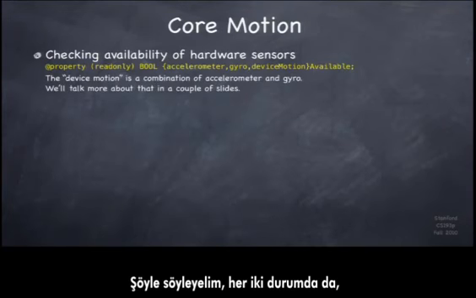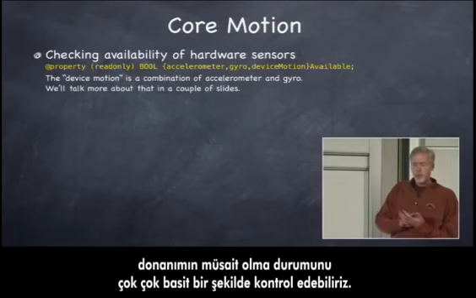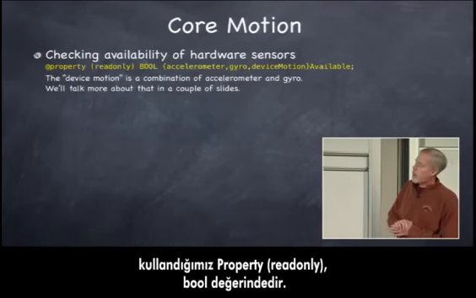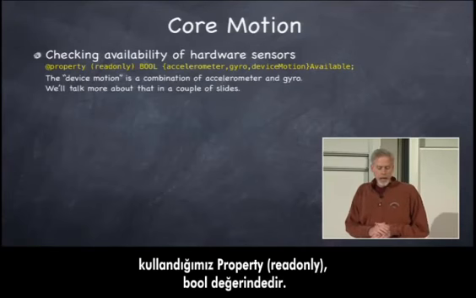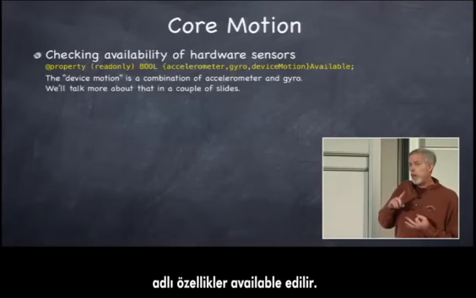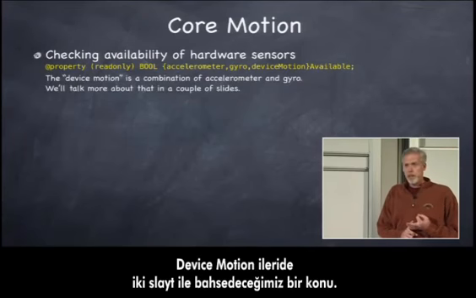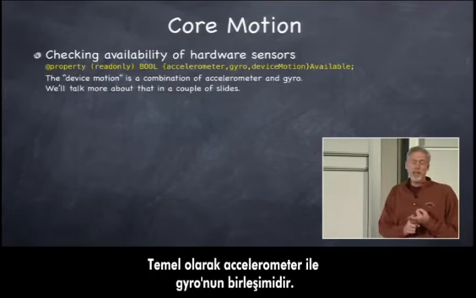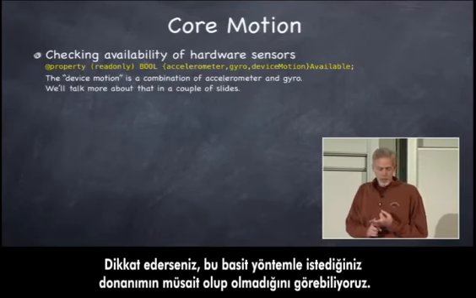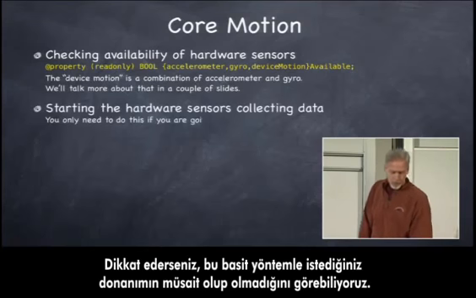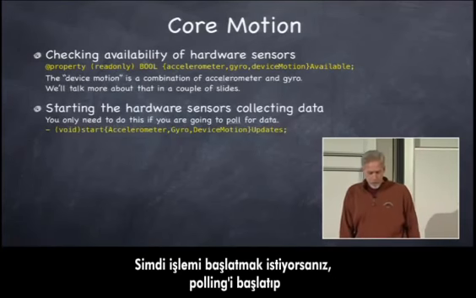So first, let's talk about, in both cases, this thing of checking the availability of the hardware. Very, very simple. You have these read-only bool properties: accelerometer available, gyro available, and also one called device motion available. Device motion is something we're going to talk about in a couple of slides. It's essentially a combination of accelerometer and gyro. So you can check with this simple method whether the hardware you want is available.